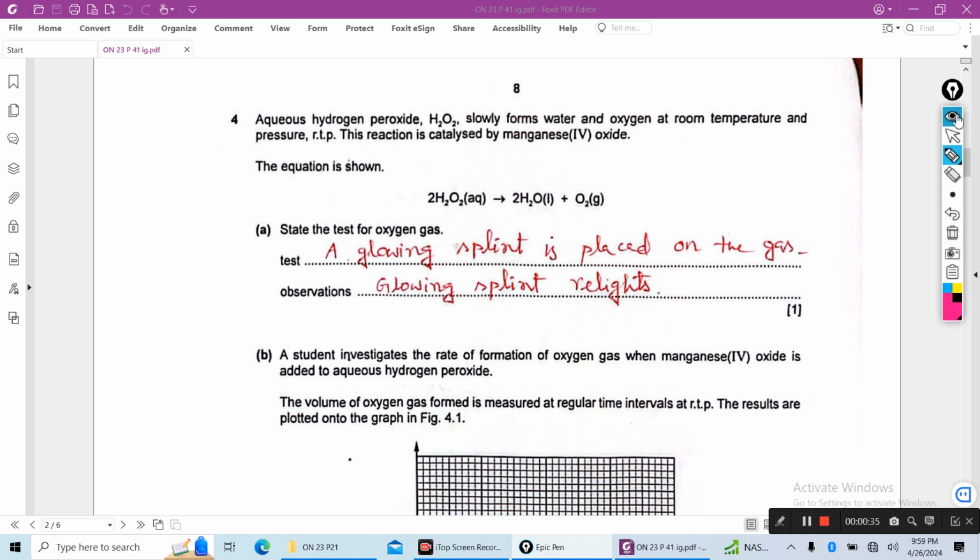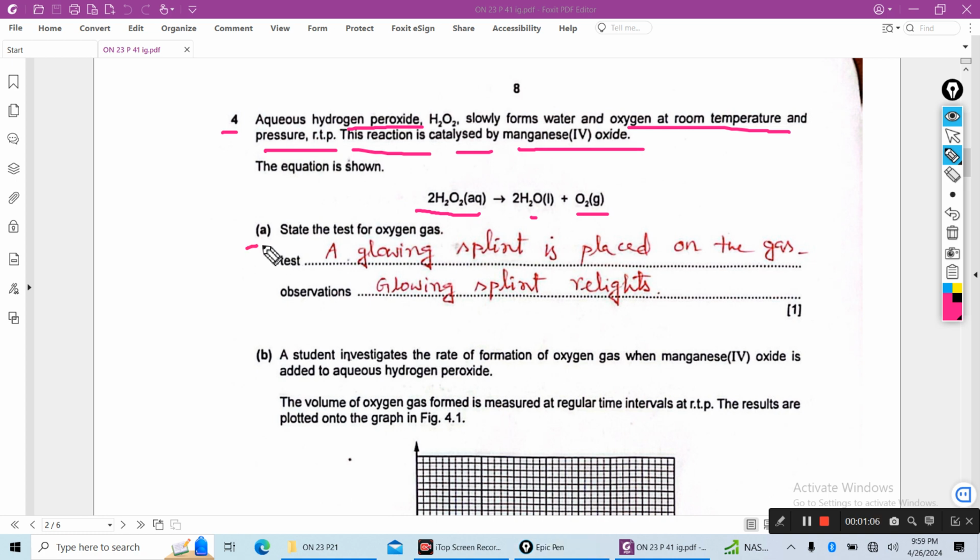Number 4, aqueous hydrogen peroxide slowly forms water and oxygen at room temperature and pressure RTP. RTP means room temperature and pressure. This reaction is catalyzed by manganese 4 oxide. This equation is hydrogen peroxide breaks down to form oxygen and water.